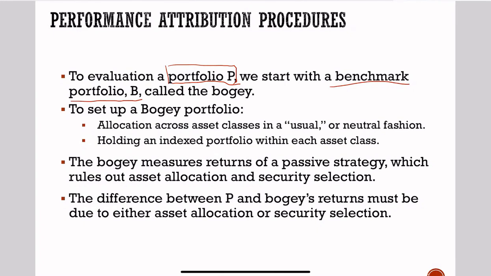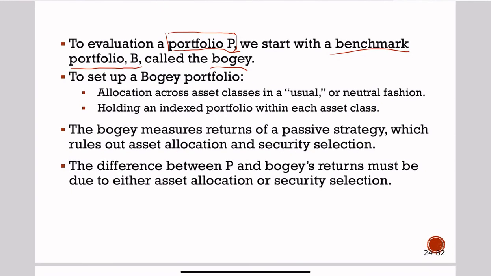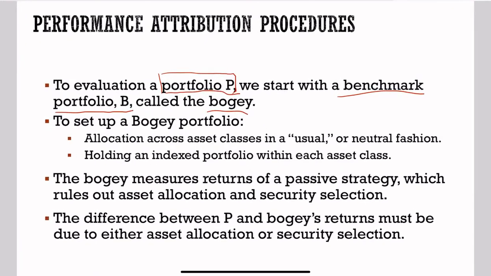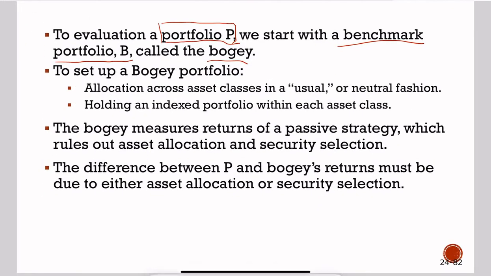And this benchmark portfolio B is called, by convention, a Bogey Portfolio. Now, how do we set up this Bogey Portfolio? Well, first, we will allocate across different assets in a usual or neutral fashion. And second, we will only invest in passive index portfolios within each asset. So basically, you can think about a construction like this. So let's say I want to construct a benchmark portfolio.